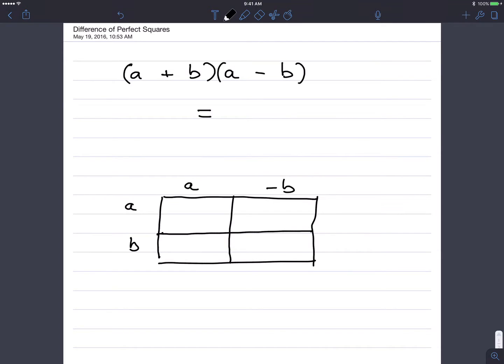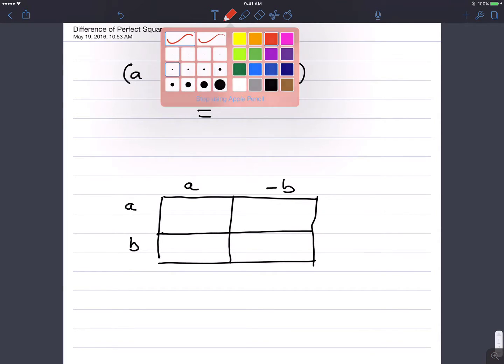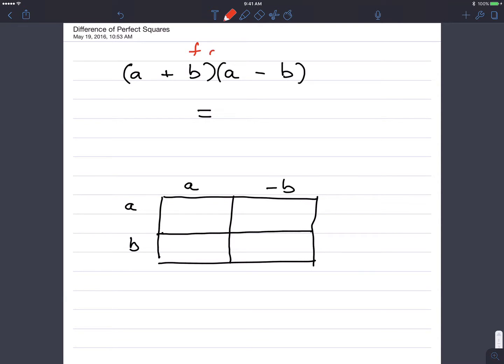Okay, we're going to look at here the difference of perfect squares. Let's recall how to use FOIL here, okay? Because this is kind of what it's based on. If you guys remember, we got FOIL here. I already set this up for our FOIL box.